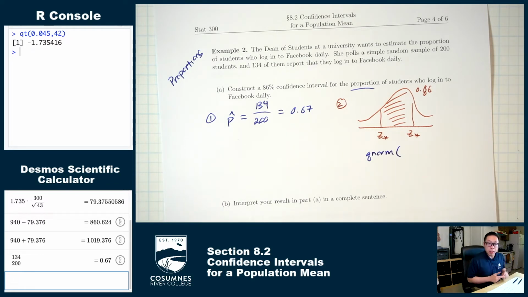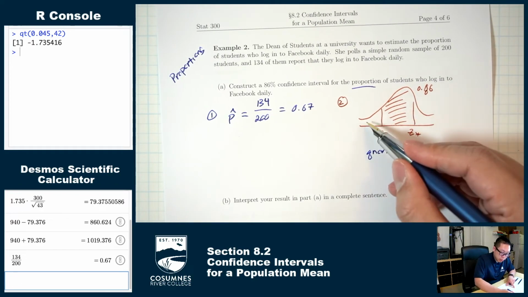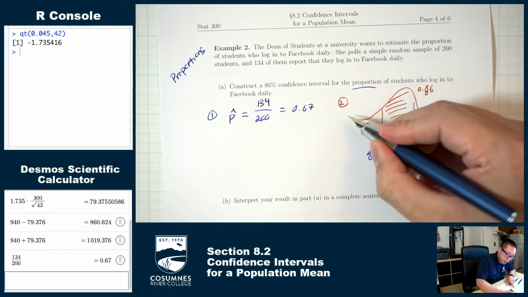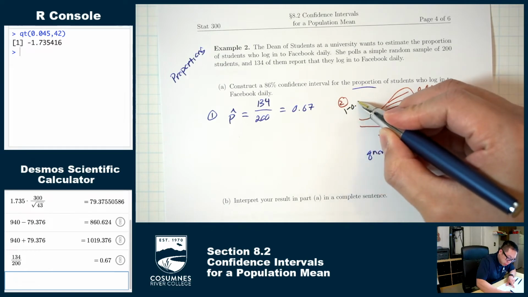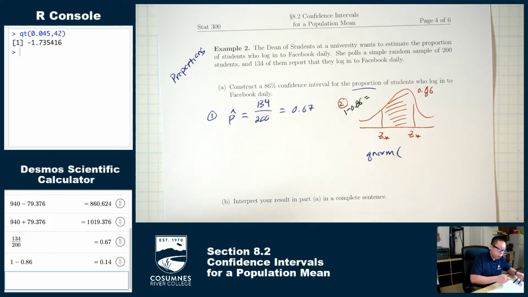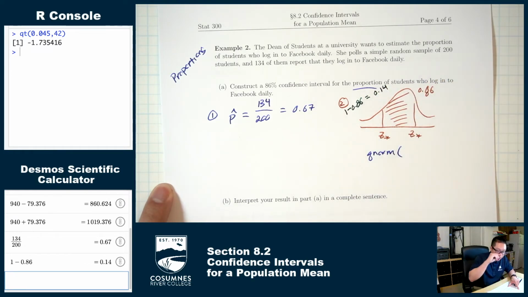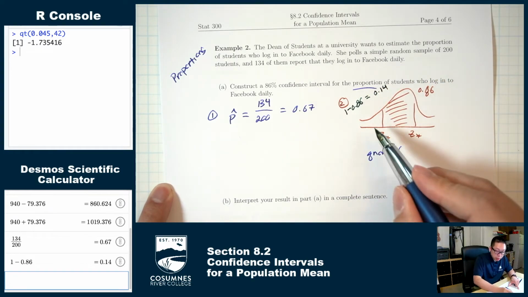What's the left area of this picture? 0.86 is the area in the middle. To get the left area, I'm going to first do 1 minus 0.86. 1 minus 0.86 is 0.14. That gets you the unshaded part, which is the left and right together.